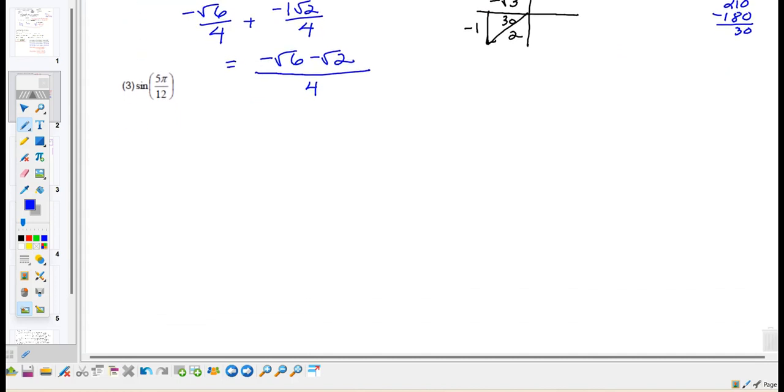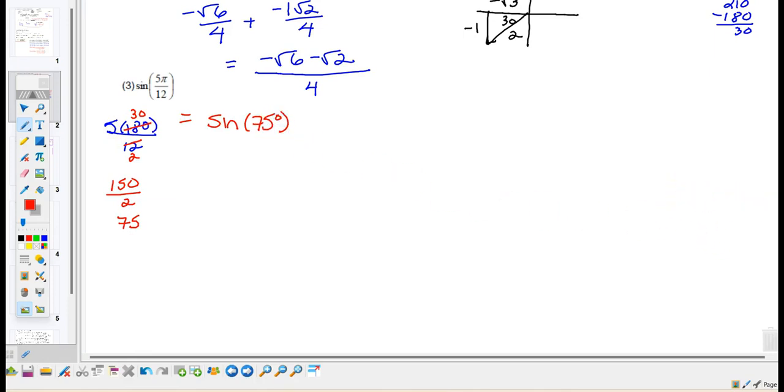Anytime we're given radians, we're going to degrees. So we got 5 times 180 over 12. I remember the 180 over 12 reduced earlier. Those both divide by 6. So now I have 5 times 30, which is 150 divided by 2. So that is 75. So this problem is really saying find the sine of 75 degrees.